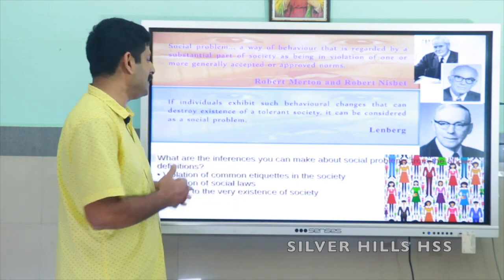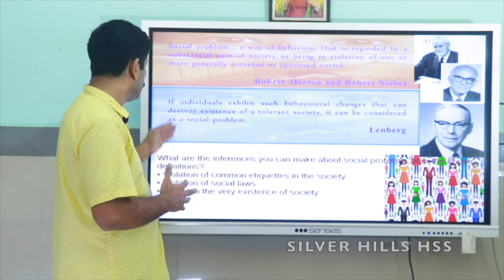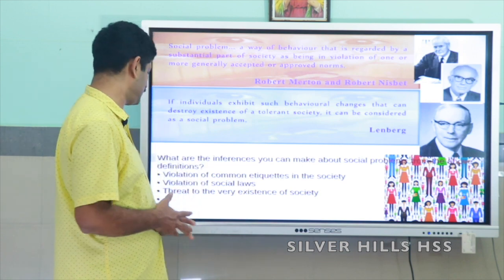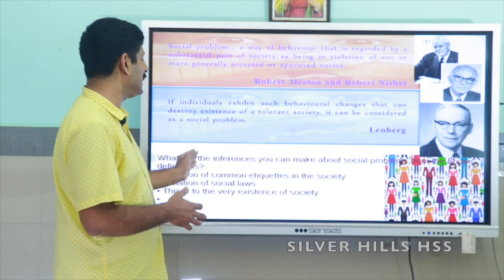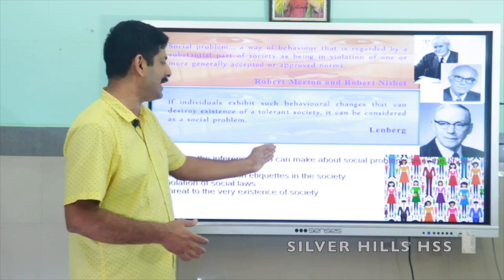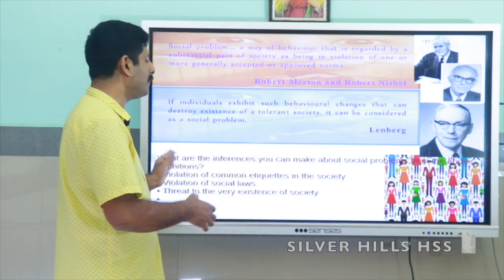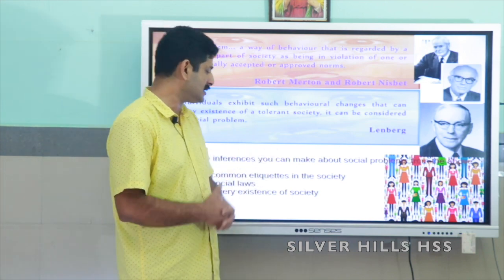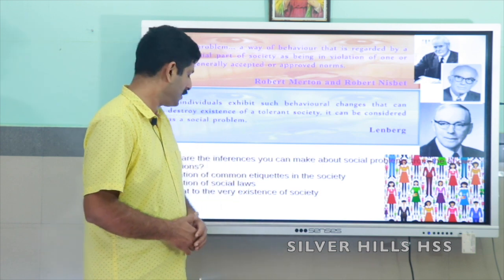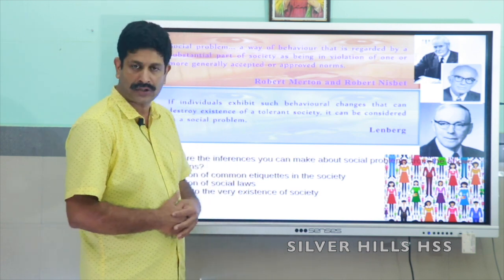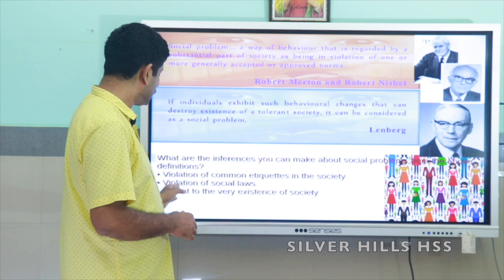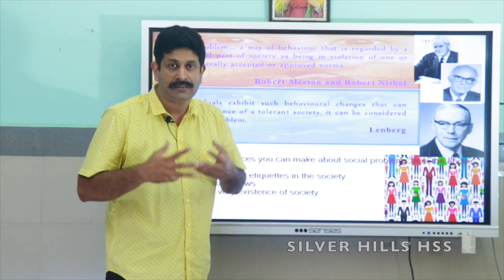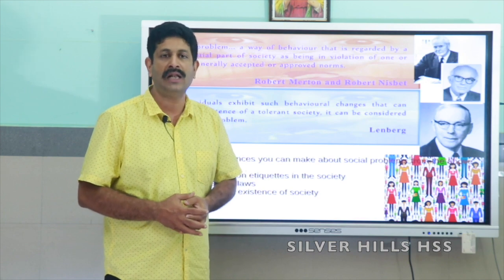Now, what are the inferences we can make? These two quotings, what can we convey with these things? What are the inferences you can make about social problems? That means violation of common etiquettes in the society, violation of social laws, threat to the very existence of the society. This we call social problems.